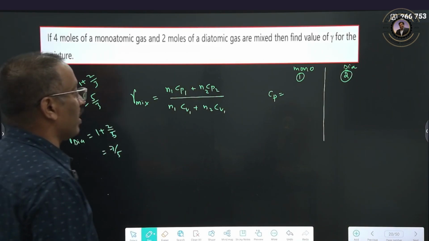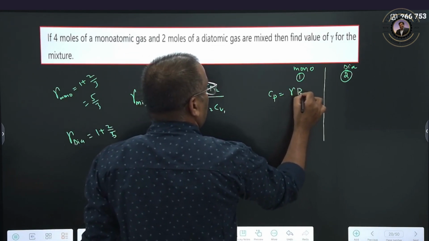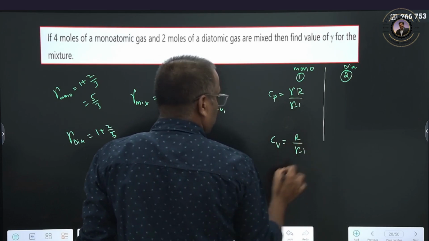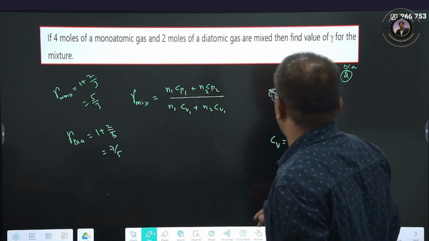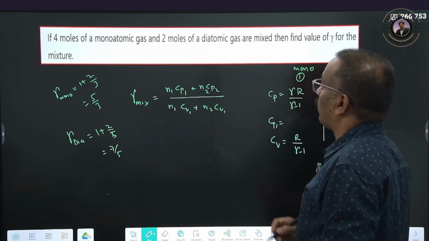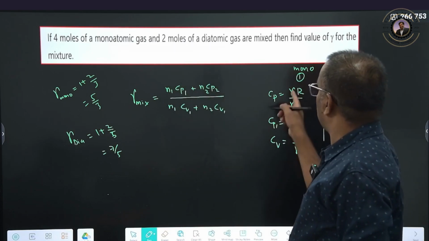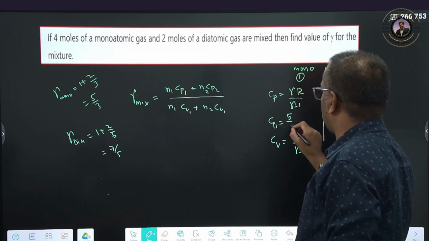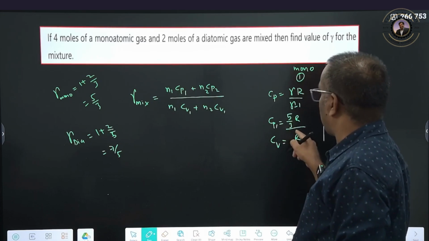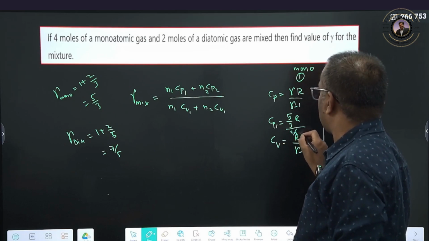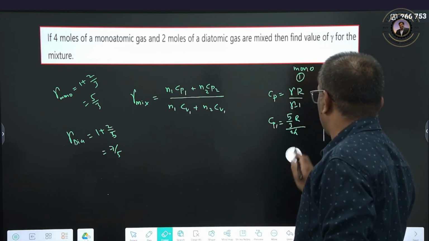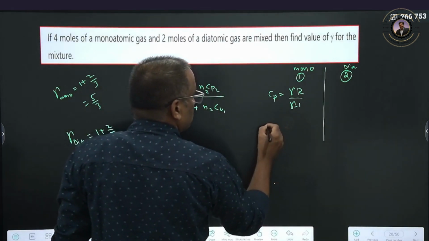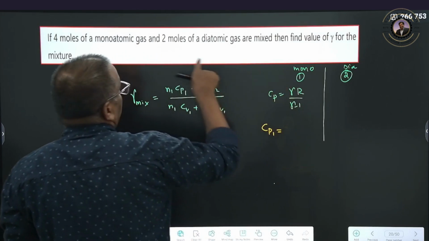Clear? Cp value you know, gamma into R by gamma minus 1. Cv value you already know, R by gamma minus 1. Then substitute for monoatomic. What will you get? Cp1 for monoatomic, where gamma value is 5 by 3. So 5 by 3 R by 5 by 3 minus 1, which means 2 by 3, gets cancelled out. Okay, we'll write it clearly now. So Cp1 will be equal to how much?